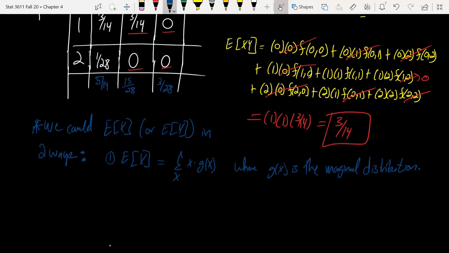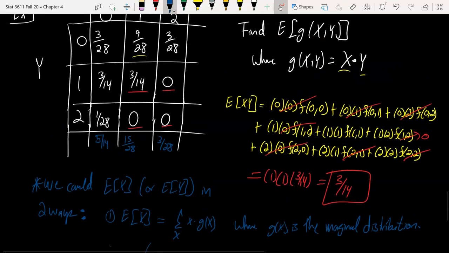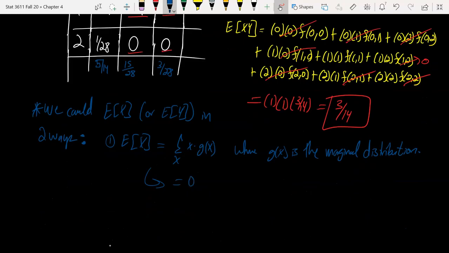So in this problem, we could get the expected value of x here. Expected value of x would be equal to 0 times 5/14 plus 1 times 15/28 plus 2 times 3/28. And that would be the expected value of x.